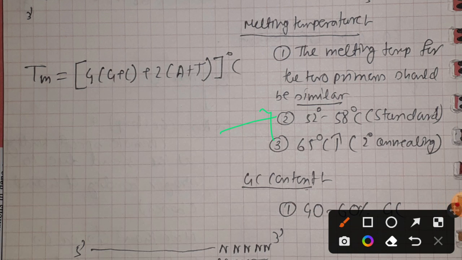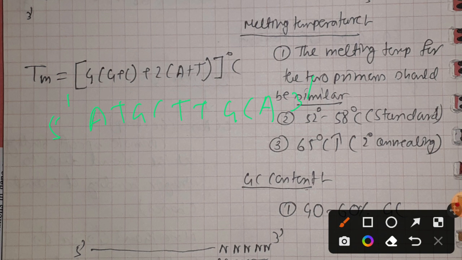Okay, clear? Now let's talk about how you can use this formula. First of all, let's say this is a sequence: A, T, G, C, T, T, G, C, A, 5 prime to 3 prime. Although here I have not followed the rule of GC content, that I am going to explain in the next topic, there I will explain.